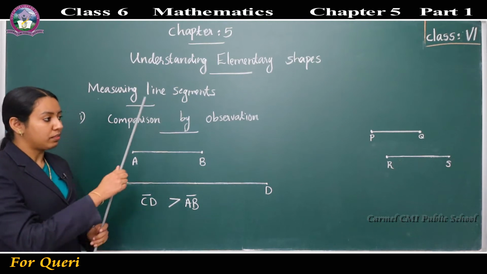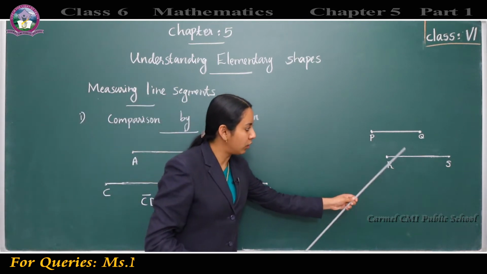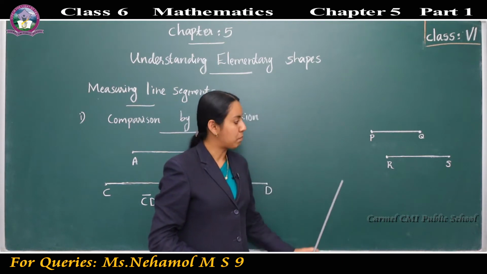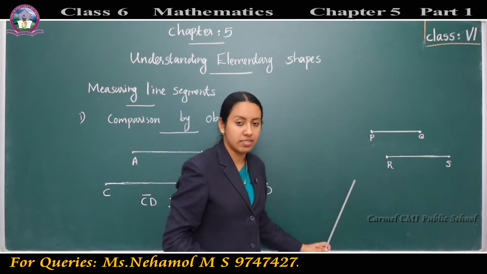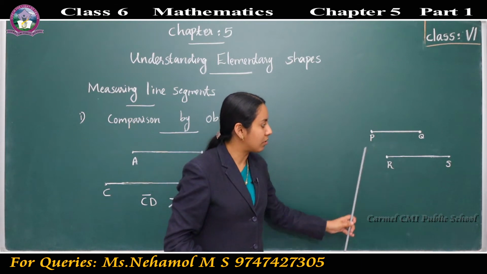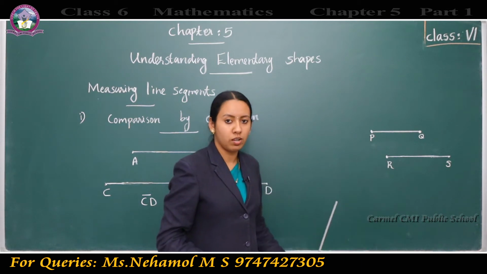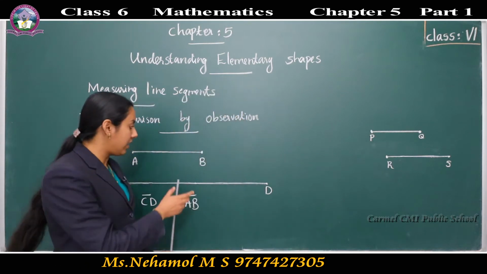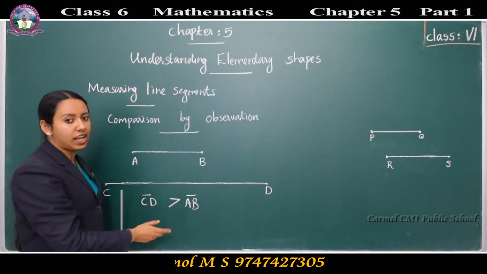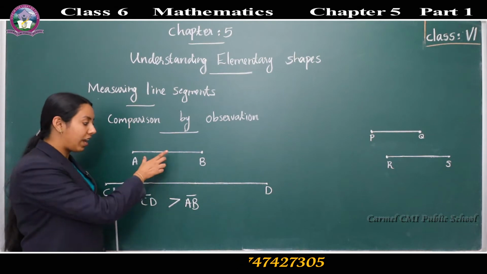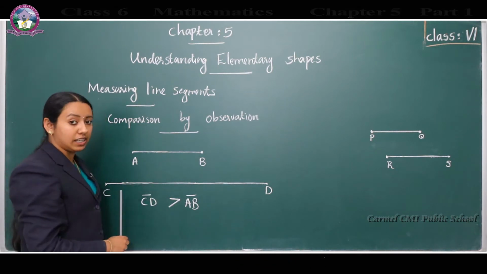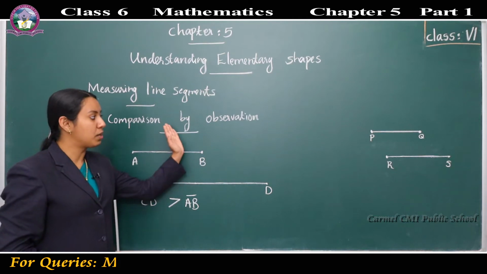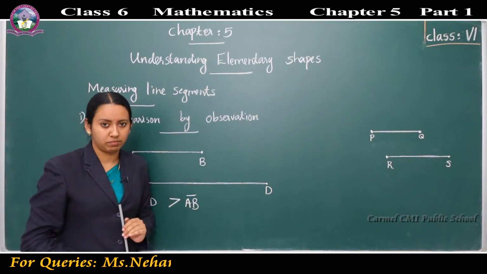Is it clear? Then, consider another two line segments, PQ and RS. But here we can't say which one is longer and which one is shorter. So, only if one line segment is very much longer or very much shorter than the other can we compare line segments by observation.